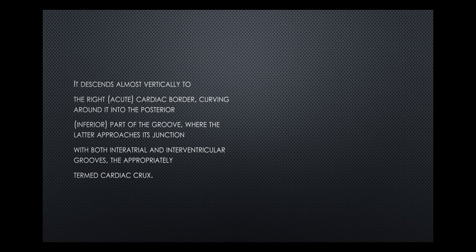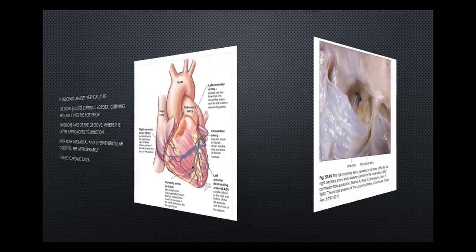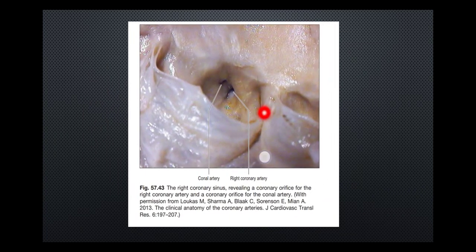The right coronary descends almost vertically to the right cardiac border, curves around it into the posterior part of the groove, where it approaches its junction with both the interatrial and interventricular grooves. At this point it is called the cardiac crux. It turns backwards into the groove and then passes forwards to anastomose with terminal branches of the circumflex. This is just above the aorta, and this is the origin of the right coronary artery, the sinus where it opens.